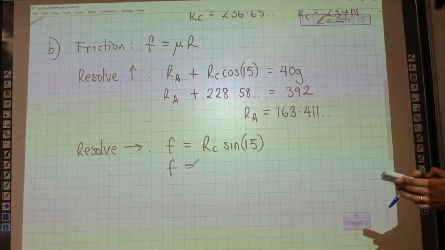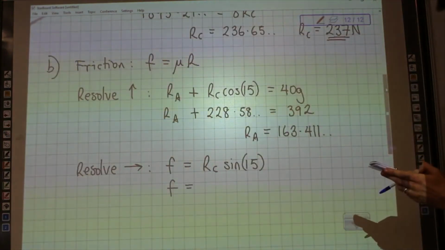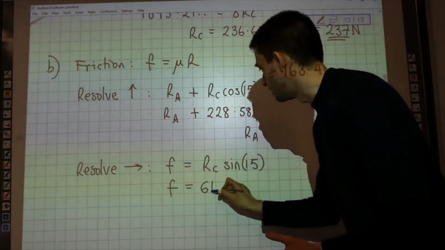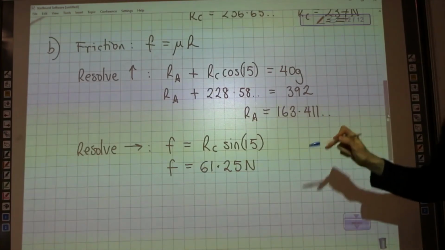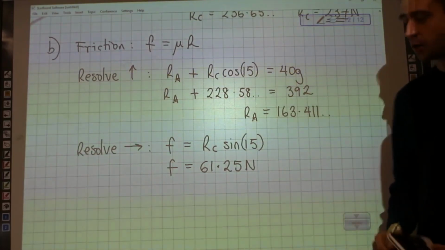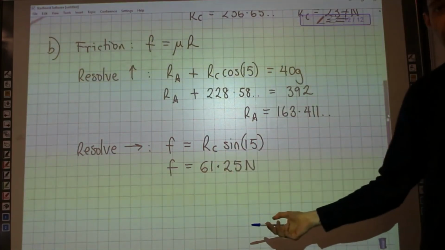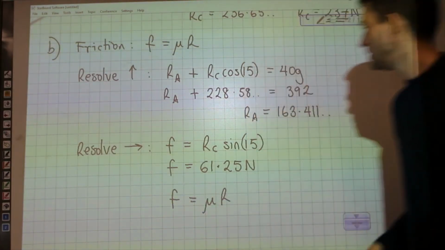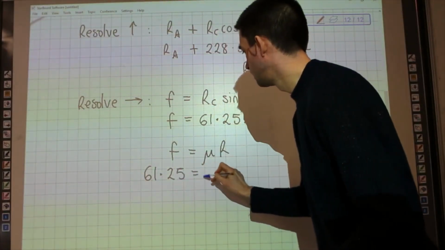Now, I had RC stored in my calculator from earlier, 236.65. I'm going to times that by sine 15, and that gives me 61.25 newtons. And it comes out exactly 61.25 because of the beauty of how trig interacts with each other. Let's not go into it, let's just accept that it's beautiful and magical. So, I know the reaction at A, I know the friction at A, I need to know the value of mu, the coefficient of friction. So I'm going to use that friction is mu times reaction. I know that friction is 61.25.